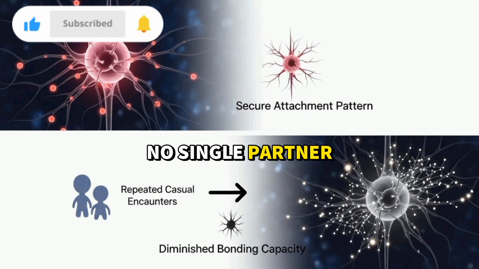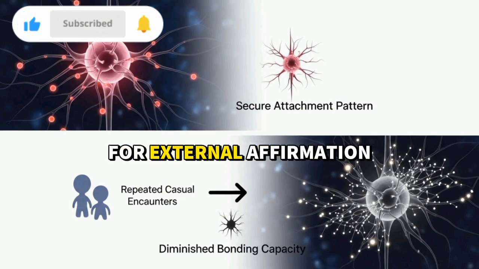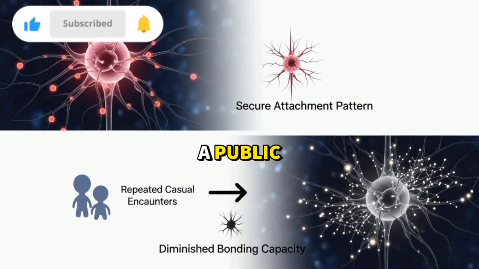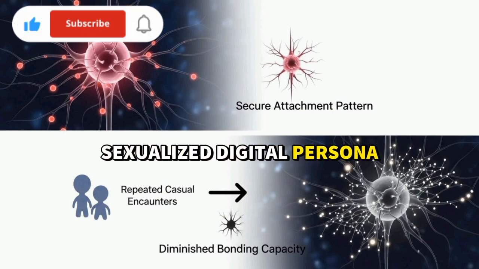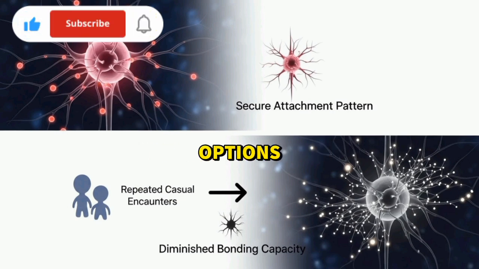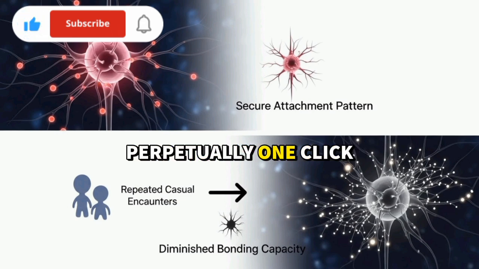No single partner can possibly compete with or satisfy this insatiable need for external affirmation. 2. Signaled perpetual availability. A public, sexualized digital persona is a signal of openness. Her direct messages are flooded with options, making temptation and alternative connections perpetually one click away.